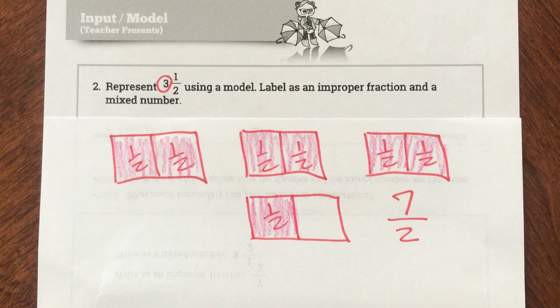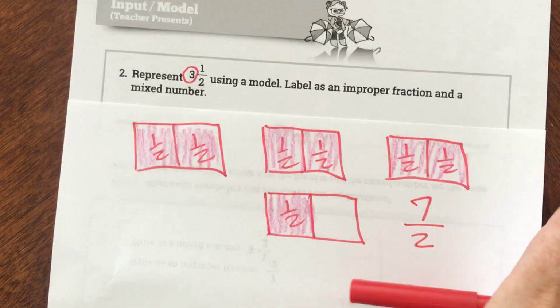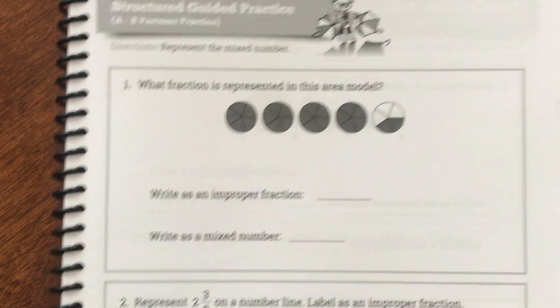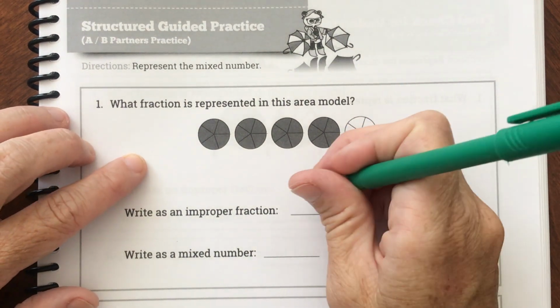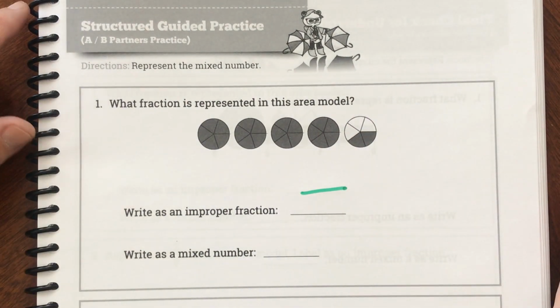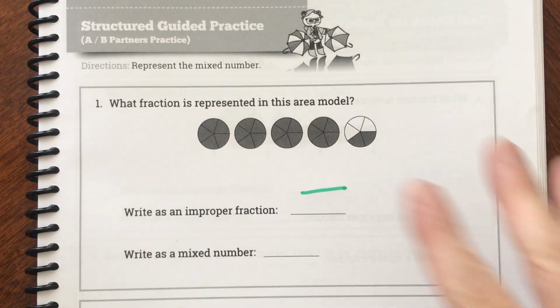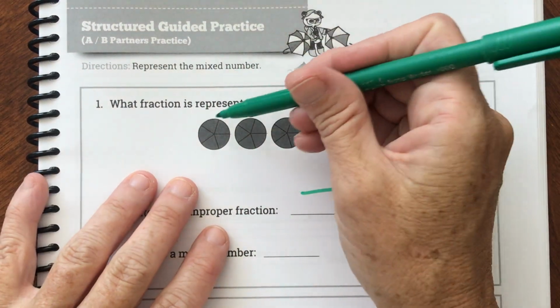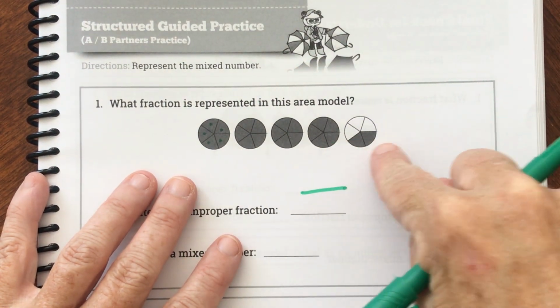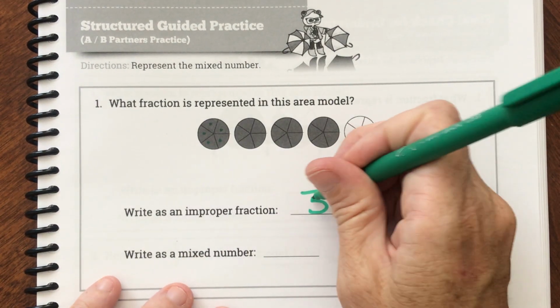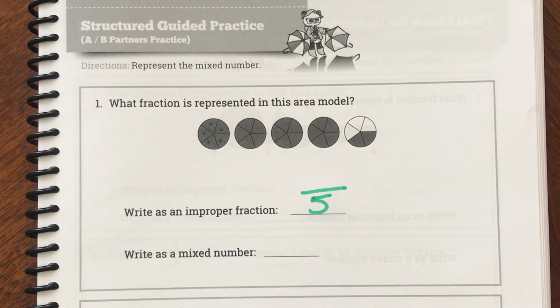Okay, let's try some together. So we are on page 112, and here is our first problem. What fraction is represented in this area model? Remember, our denominator is what each whole was cut into. Not the entire thing, but one whole was cut into. So how many parts was this cut into? 1, 2, 3, 4, 5. Each whole was cut into 5 parts. So our denominator is 5.